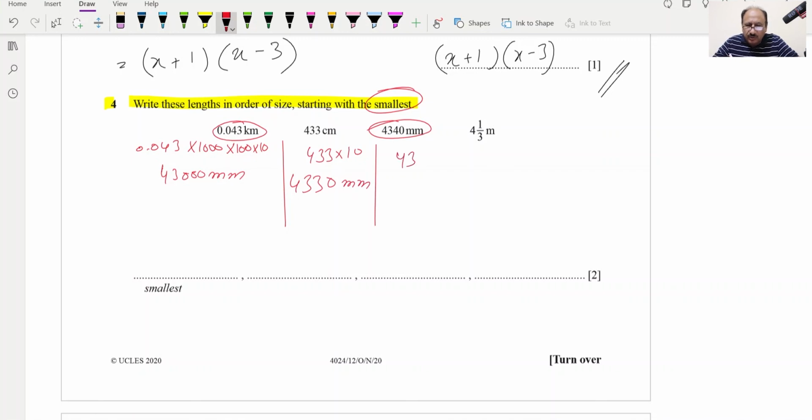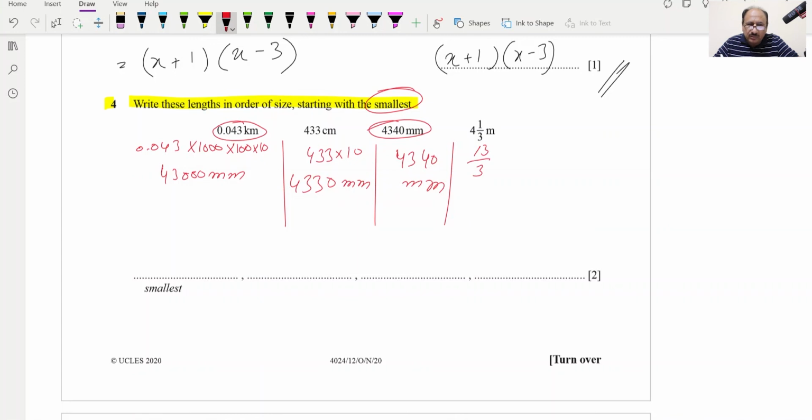So this is already 4340 millimeters. We will not change anything in this. And 4 whole 1 by 3. 4 whole 1 by 3 will be 3 4s are 12, 12 plus 1 will be 13. So it will be 13 by 3, and it will be meters.